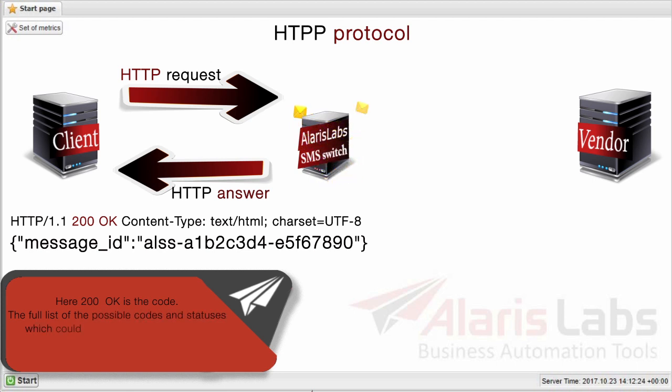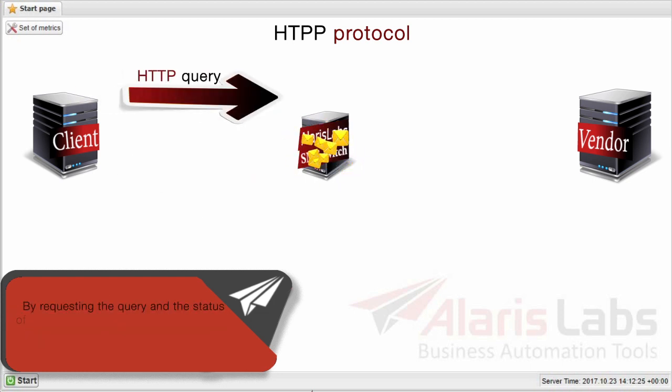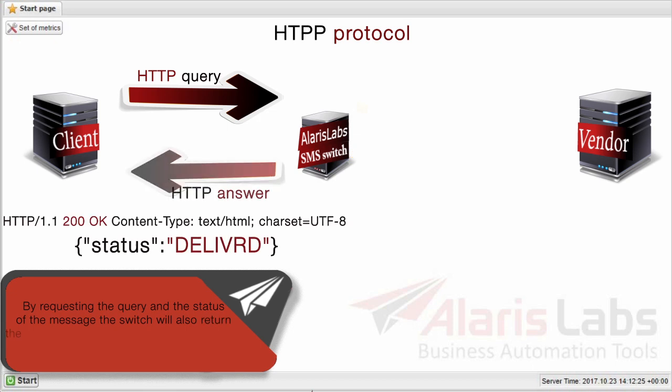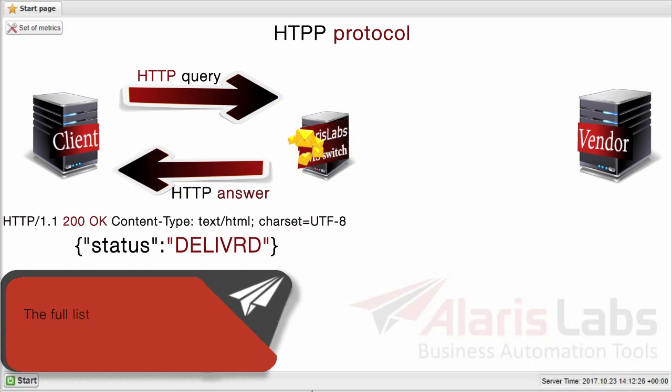The full list of the possible codes and statuses which could be returned by submitting the message will be discussed later. By requesting the query and the status of the message, the switch will also return the answer, and here's the response sample. The full list of the statuses will also be described later.